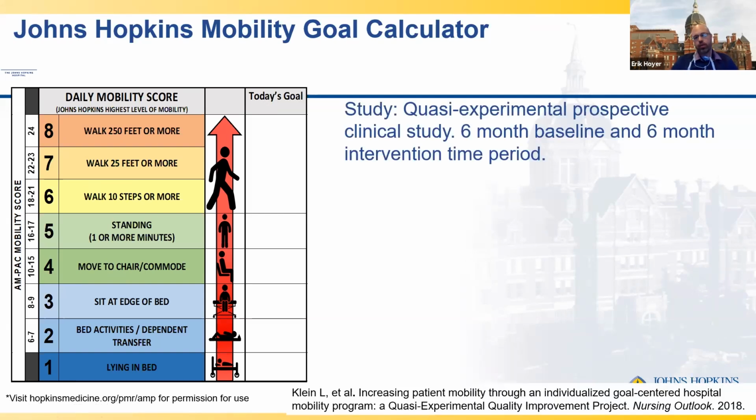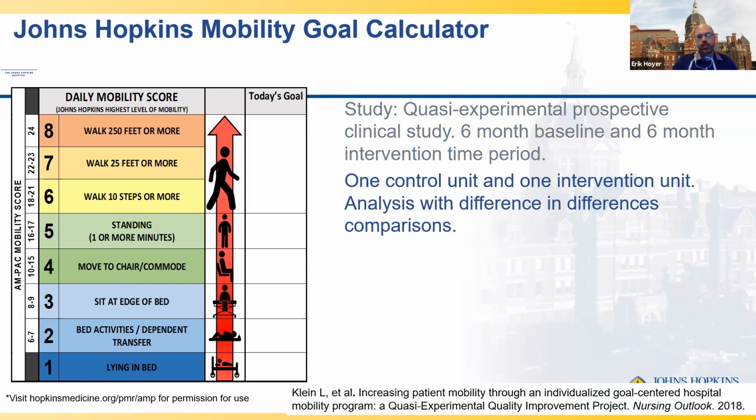We studied this within the context of a quasi-experimental prospective clinical study. We had a 6-month baseline time period and a 6-month intervention time period. And we actually did it at this hospital, on our neurology unit, where the patient populations are actually pretty similar between 12 East and 12 West. So one unit served as the control unit and one unit served as the intervention unit.